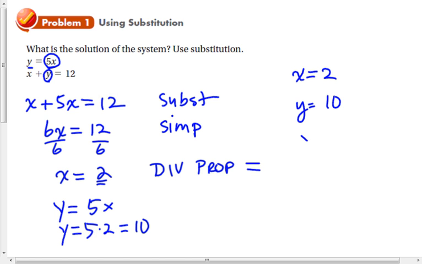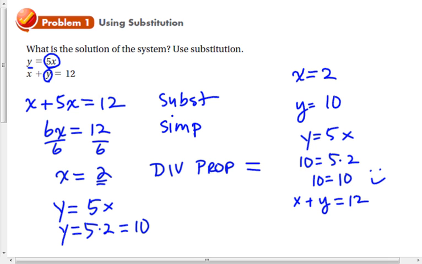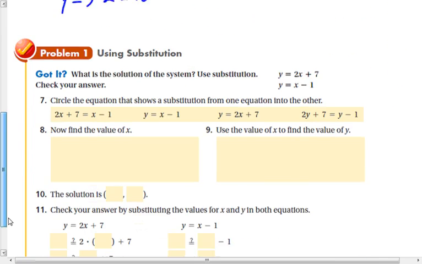Now I just want to make sure that works for both of these. In this equation, if x is 2 and y is 10, I get something that's true. So that's good. And in the other equation, if I substitute 2 for x and 10 for y, I also get something that's true. So the solution works. Go ahead, you try that.